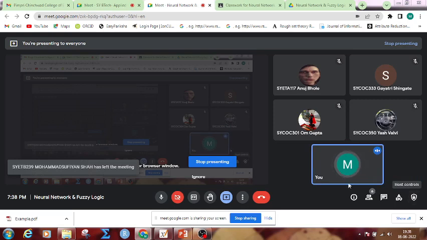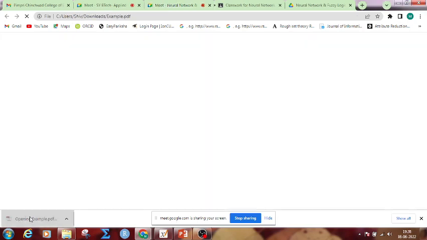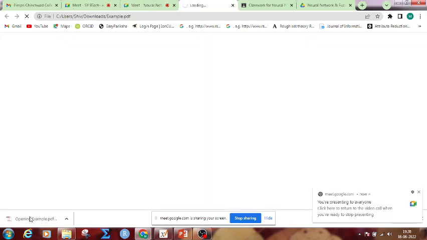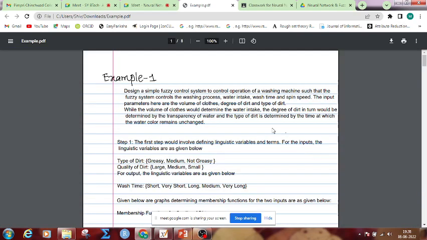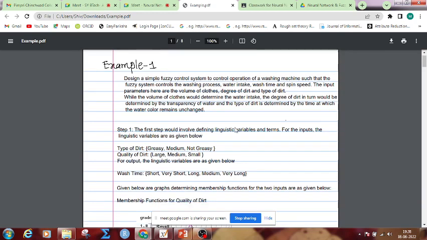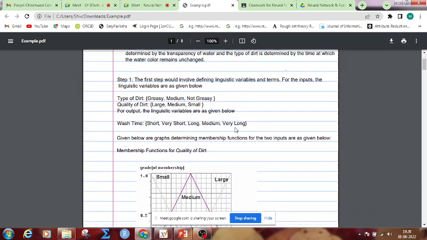Before starting the Sugeno approach, firstly I will explain the previous problem. This problem was shared on the Google Classroom also. A simple problem where we are considering the wash time of a cloth for a washing machine. We are considering two inputs actually. What are the two inputs?